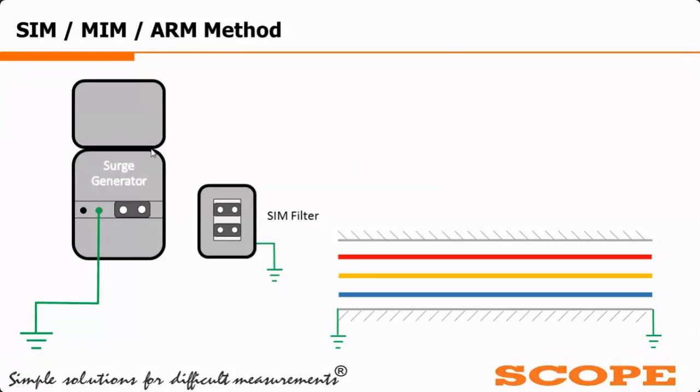The next one is the SIM filter. First we have to connect the surge generator to the SIM filter, and the SIM filter is connected to the connector between the faulty core and armor.